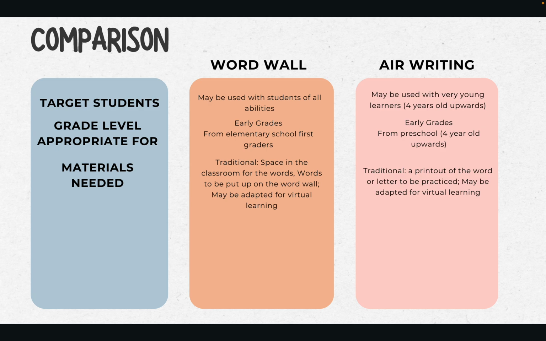Moving on to materials needed, for a traditional word wall, space in the classroom for the words to be put up on the word wall. However, it may be adapted for virtual learning. For air writing, we need a printout of the word or letter to be practiced, but it may also be adapted for virtual learning.